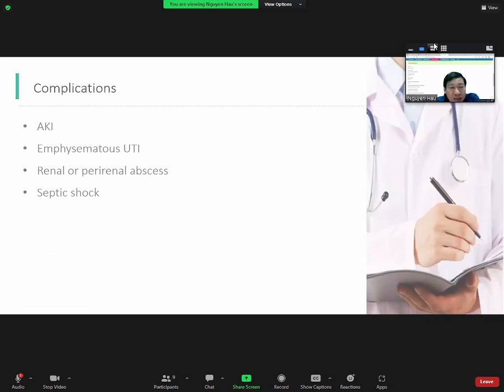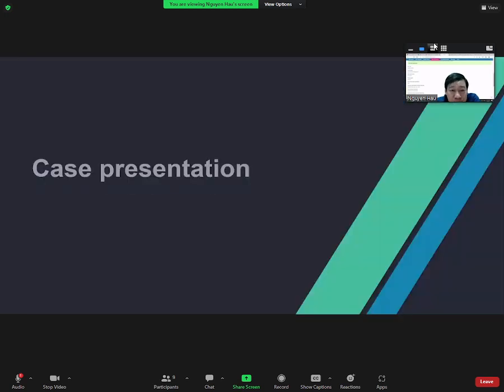Complications: acute kidney injury, emphysematous UTI, renal abscess or septic shock. I think we have so many septic shock patients in our department every week, or sometimes every day. We have septic shock with kidney stone and UTI.